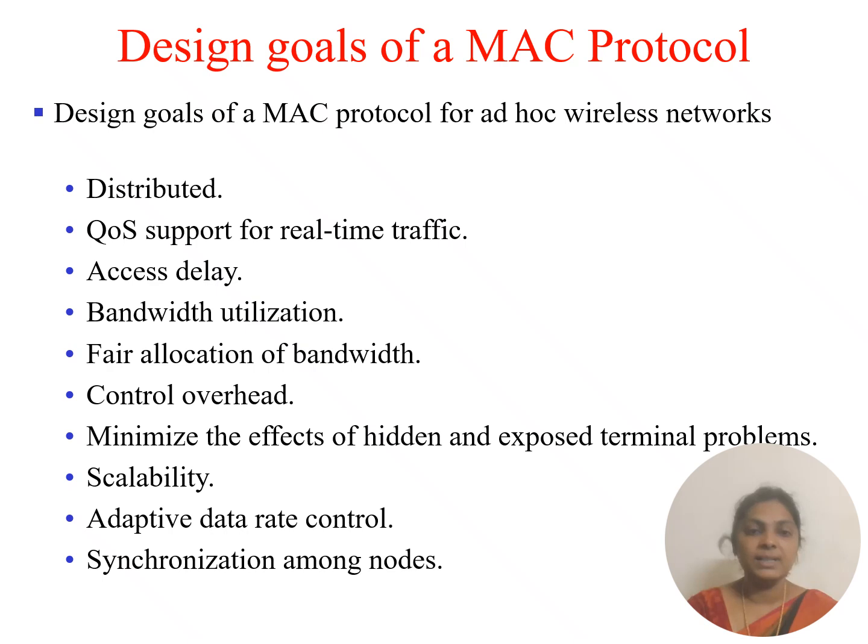The third point is the access delay. How exactly is the transmission of packets happening from the source to the destination? It cannot enter into some latency that hinders the throughput at the destination end. So access delay has to be minimized. Then comes the bandwidth utilization. As we know, there is a common bandwidth available in the channel, and that should be optimally utilized by every station.